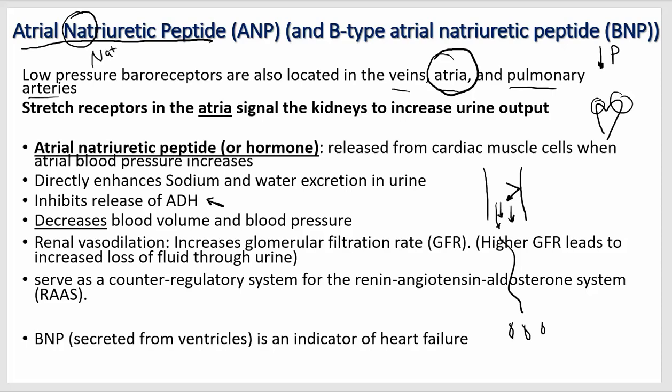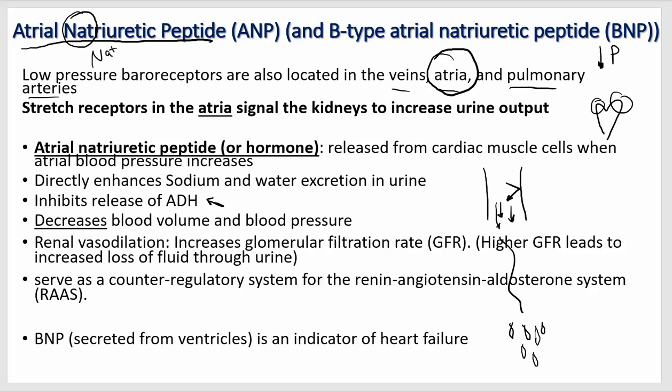Those are urine droplets down there. So it inhibits the release of ADH, so it goes against that. Remember, ADH was trying to increase pressure. We're not letting it. It decreases blood volume, obviously, because much of it is leaving as urine. Okay, high urine output.